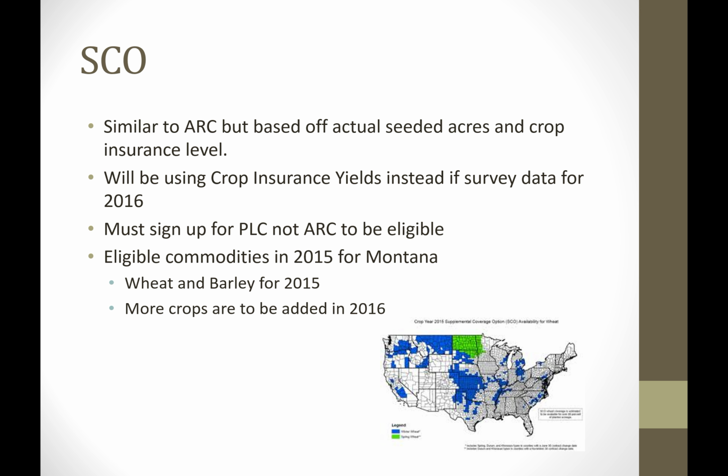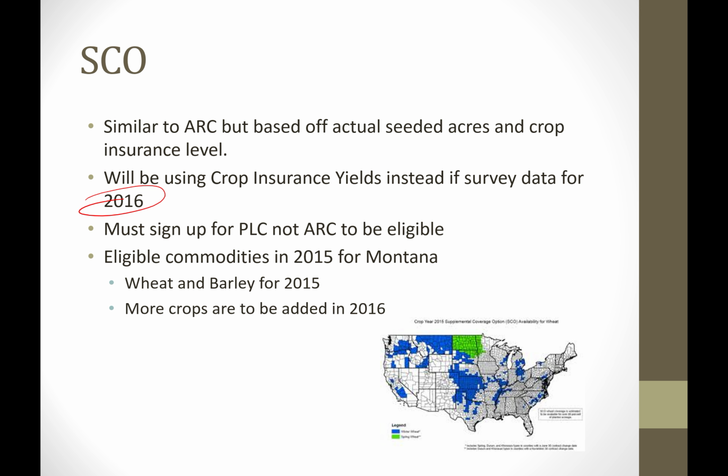It'll be using crop insurance yields in 2016. So going forward, we're going to use the yields that you report to us on your production reports, not the survey data stuff. Two really good things about that. Obviously more accurate because you're not guessing like you are in the surveys oftentimes. And then also the data will be more immediately available.